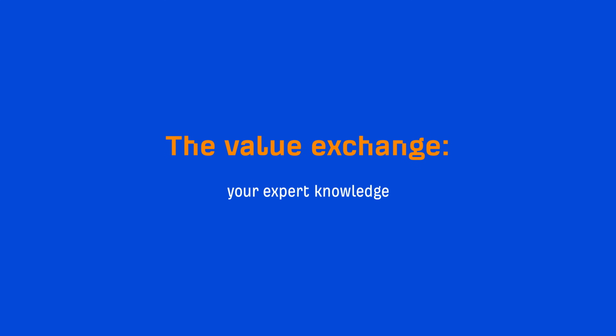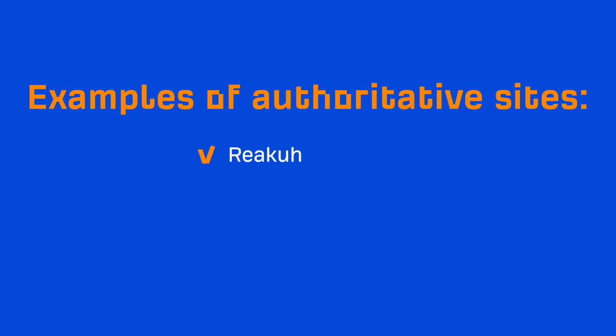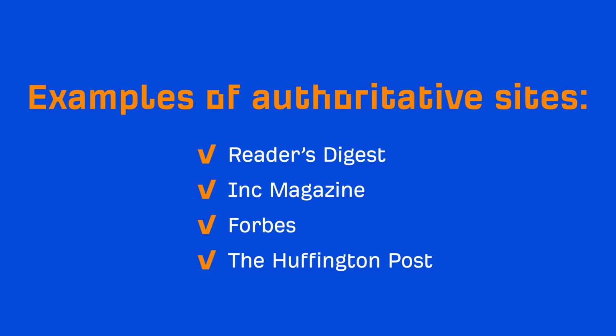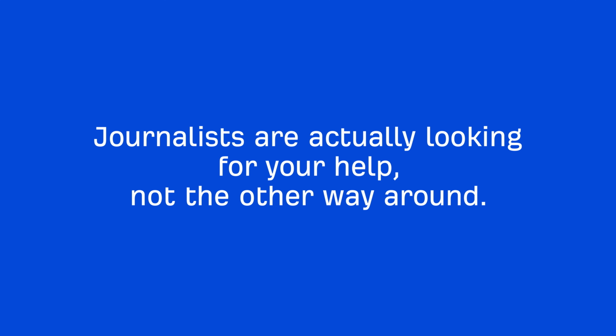You're exchanging your expert knowledge for a mention and usually a link from an authoritative site. From my personal experience, I've gotten links from places like Reader's Digest, Inc. Magazine, Forbes, and the Huffington Post, to name a few. Now, looking at the 3 stages of link building, the prospecting part is as easy as it gets. You sign up for a free service, and journalists are actually looking for your help, not the other way around, which makes HARO super beginner friendly.